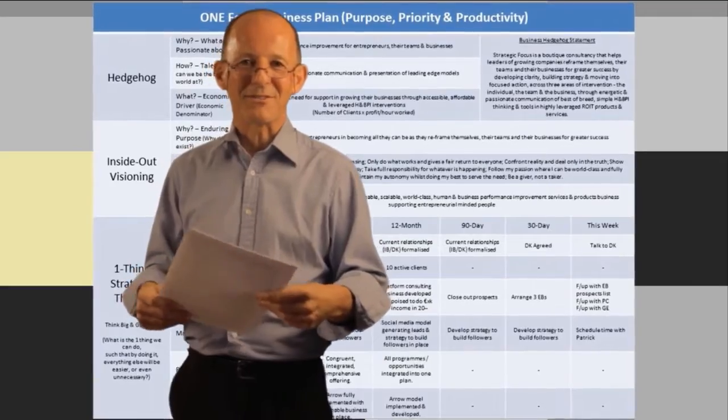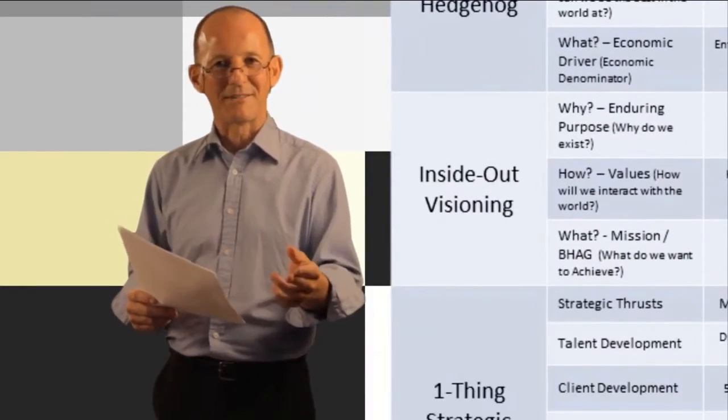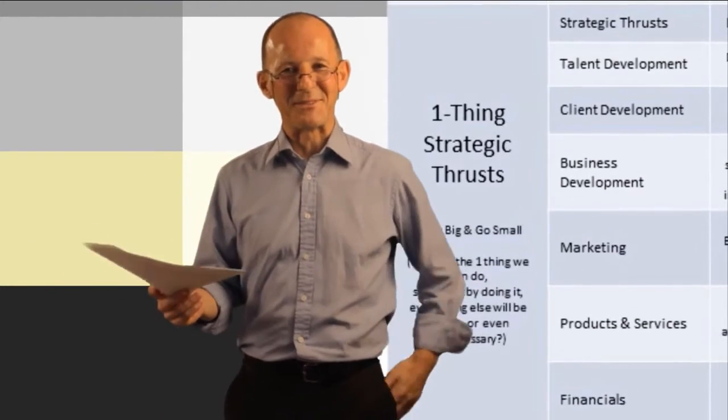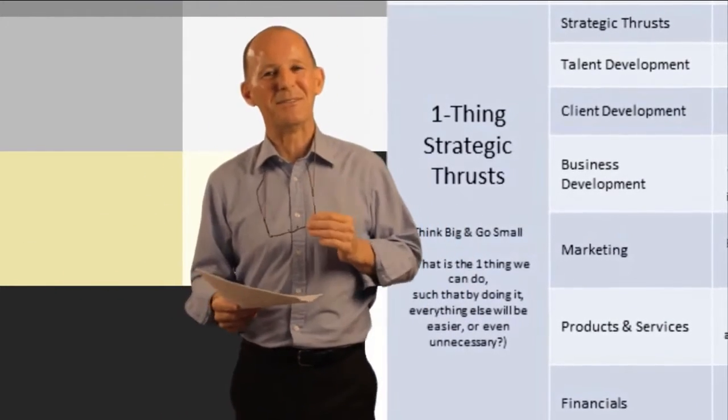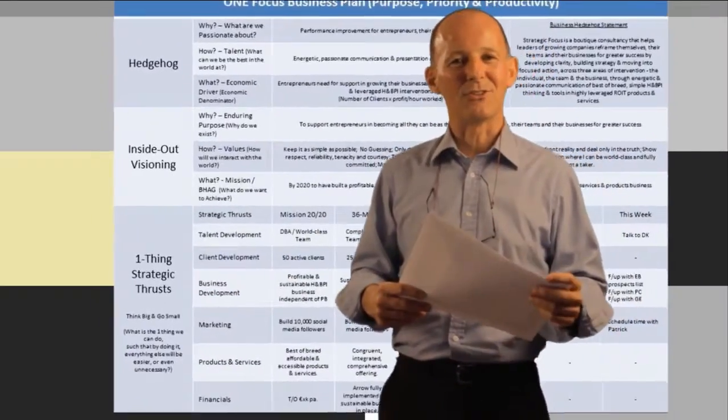There are three parts to it. The first one is called the Business Hedgehog. The second one is called Inside Out. And the third one is called what is the one thing I can do such that by doing it, everything else will be easier or even unnecessary. So let's start at the top. Let's start with the hedgehog.